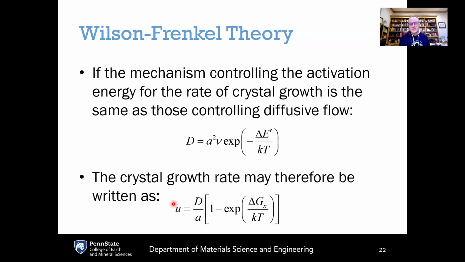So in other words, this is an alternative formulation of the crystal growth rate written in terms of the diffusion coefficient D, where with this equation, the crystal growth rate becomes the diffusion coefficient D over A times then 1 minus exponential of delta G sub X over kT.